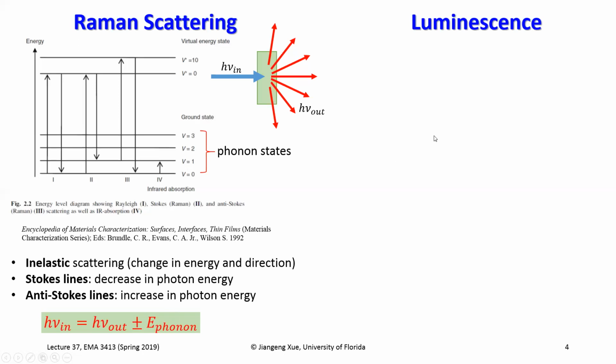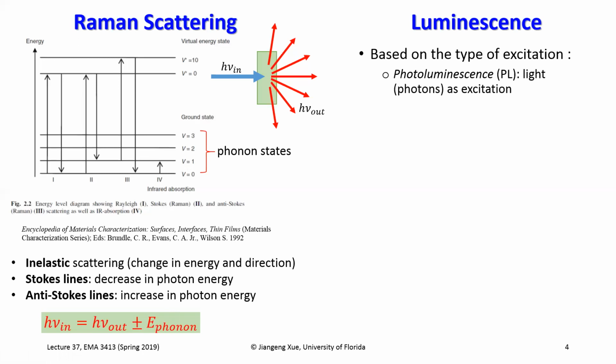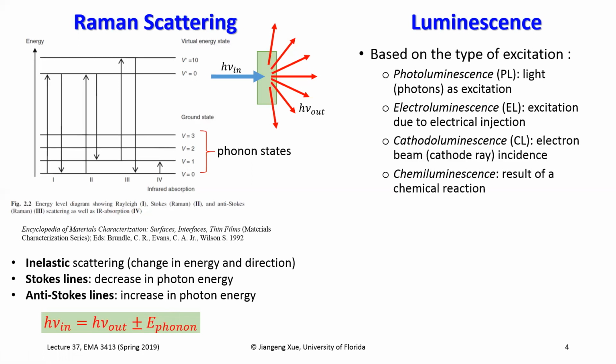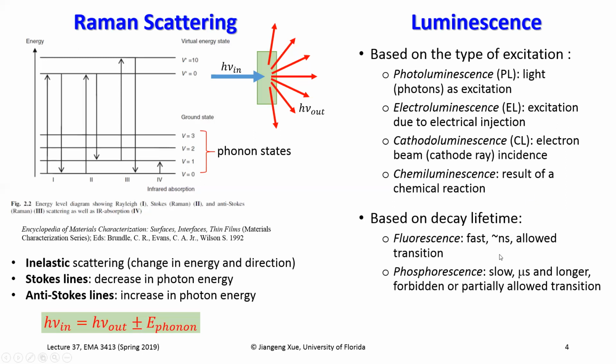For luminescence, we talked about the luminescent behavior of semiconductors previously. Direct bandgap and indirect bandgap semiconductors have different behavior. And based on the type of excitation, we can have so-called photoluminescence, electroluminescence, cathodoluminescence, and chemiluminescence, where light, electric energy, an electron beam, or a chemical reaction provides the excitation, eventually resulting in luminescence. And if you look at the decay lifetime or the luminescence lifetime, you can have the fast process, which is fluorescence, and a somewhat slower process, which is phosphorescence.